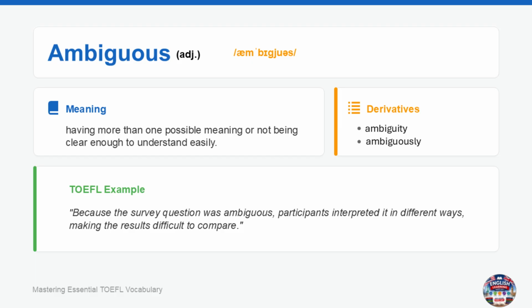Here's the example. Because the survey question was ambiguous, participants interpreted it in different ways, making the results difficult to compare. Here's your TOEFL-style question.